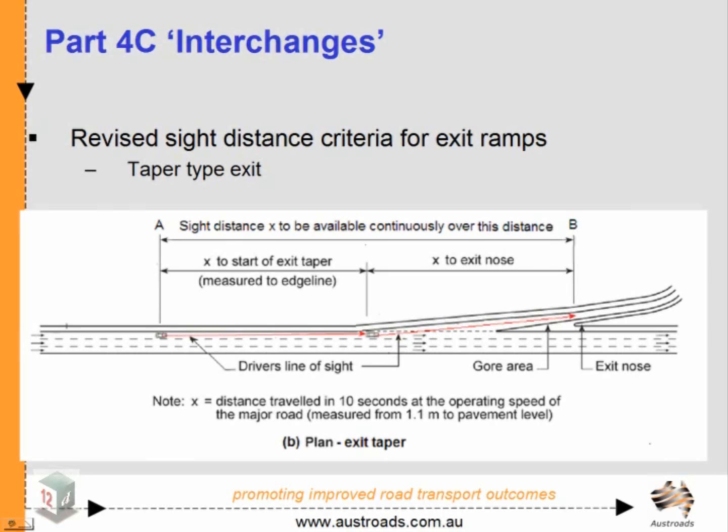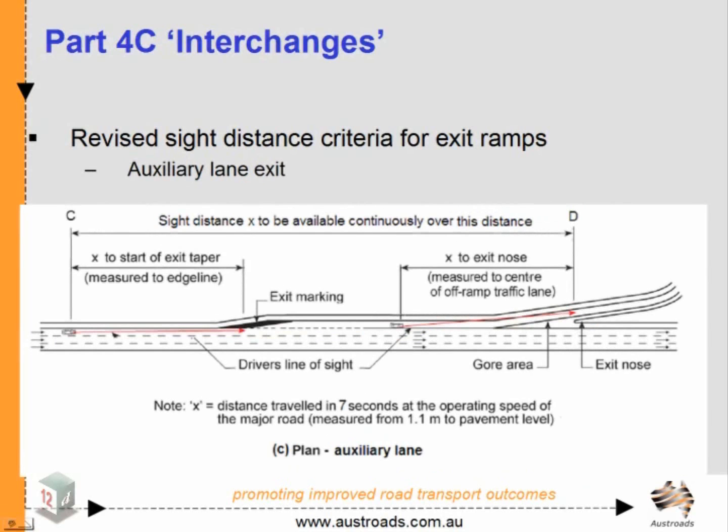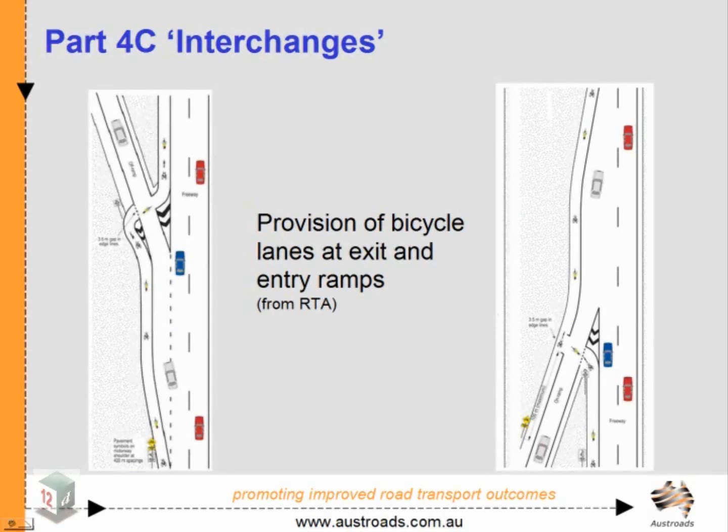And then where you've got a parallel lane, because that parallel lane aids additional cue to the exit, that value has been brought down to 7 seconds visibility from the start of the taper right through to the exit nose. So 7 seconds must be available throughout that length. And again, there's more information in there on bicycles and freeways. And this diagram here shows one method of getting cyclists across the entries and exits.